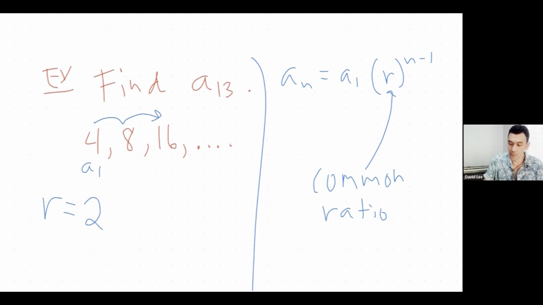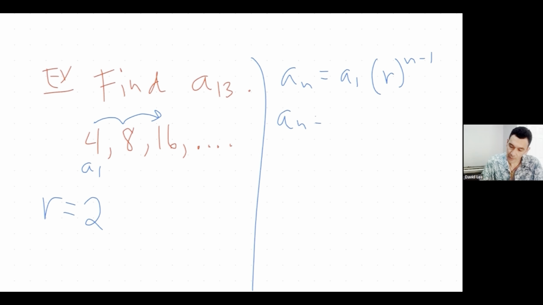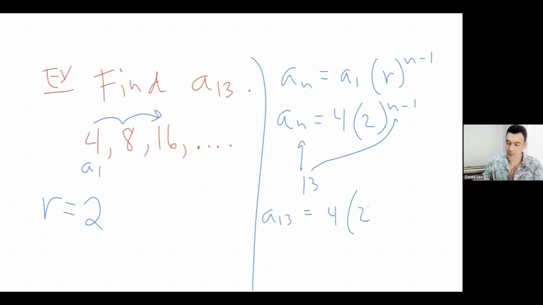So now that we have a1 and r, fill out your formula and then use it to get your final answer. So here we go. a sub n equals a1 parentheses r to the power of n minus 1. Our formula has been activated. Now you can find whatever you want, including the 13th term. So plug in 13 for n, and a13 would equal 4 times 2 to the power of 13 minus 1.